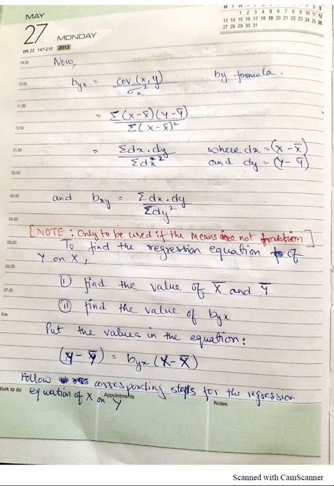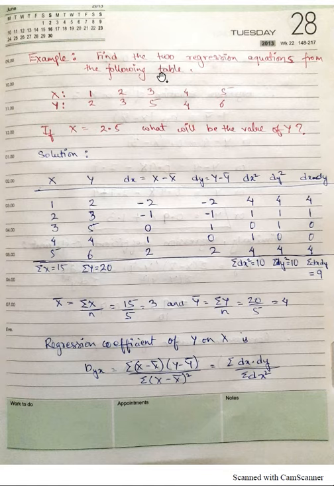So here let us take an example. Find the two regression equations from the following table. So one set of data where we are given two variables, we can have two regression equations, that is one regression equation of y on x and the other regression equation of x on y.